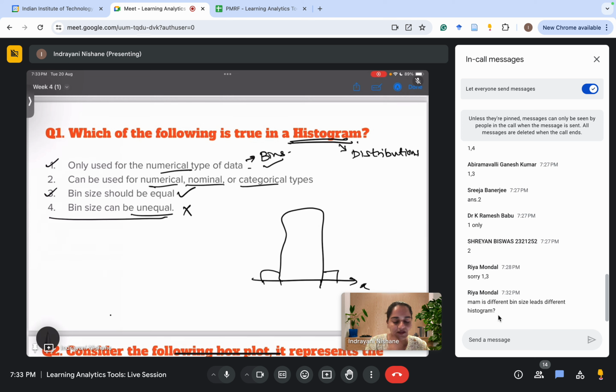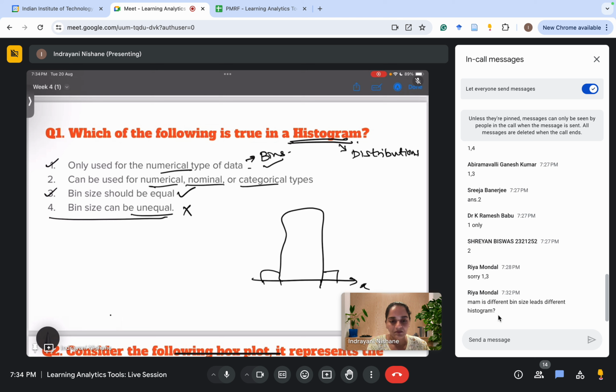Ma'am, the histogram can be drawn with different bin sizes. Like you mentioned, I can take it from 10 to 20, or you can take it from 15 to 20. But the only thing is, the conclusions may differ. So in order to keep a uniform conclusion, we keep the bin size the same. Like you mentioned, for all of us in a class, we keep the range from 5 to 10, 10 to 15, 15 to 20, like that. So there is no difference in the histogram as such, but the conclusions may change.